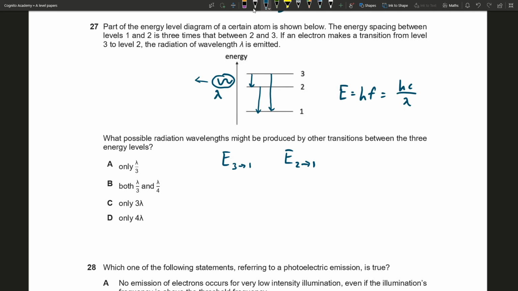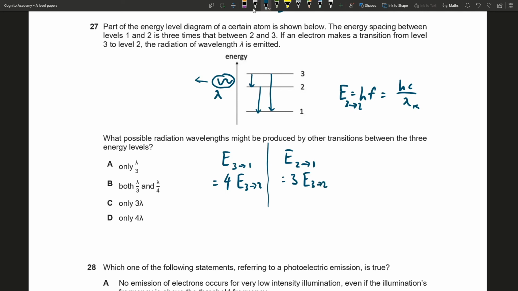Alright, so this is the energy level. Because we are using lambda here, this is actually the energy of the jump between level 3 to level 2. And remember that because this is 3 times this, let me just erase that. This energy jump between 3 to 1 is 4 times the original energy jump from 3 to 2, and this energy jump from 2 to 1 is equal to 3 times that of 3 to 2.